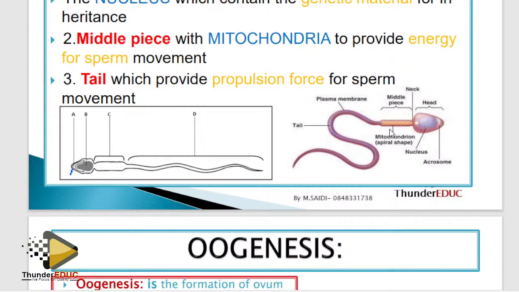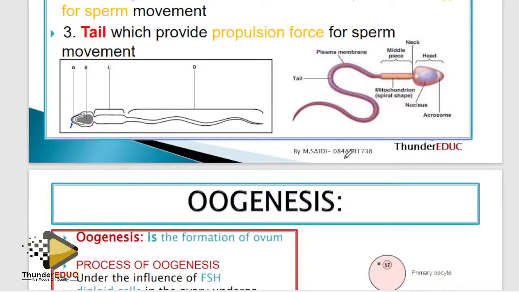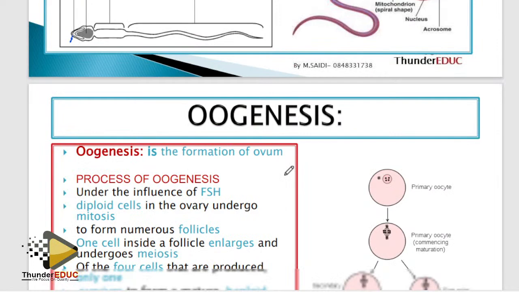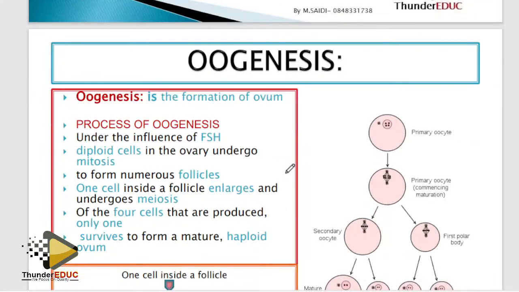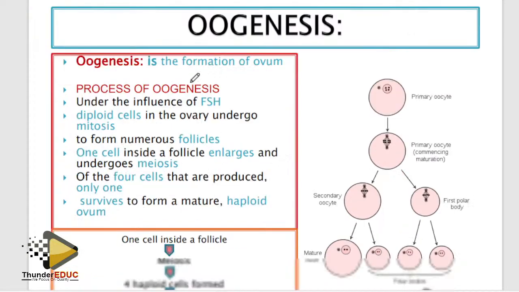Yes. We need more doctors, right? Yeah, we need more doctors. Because for us, now we have grown up, we need people who are going to be replacing us. Yes, and it's you. All right, oogenesis.